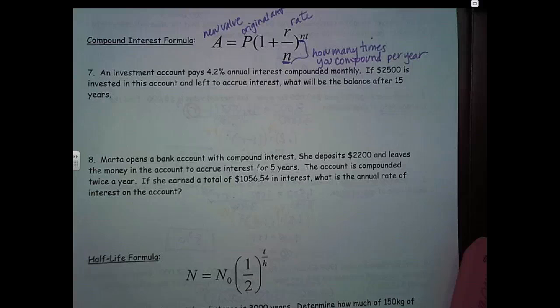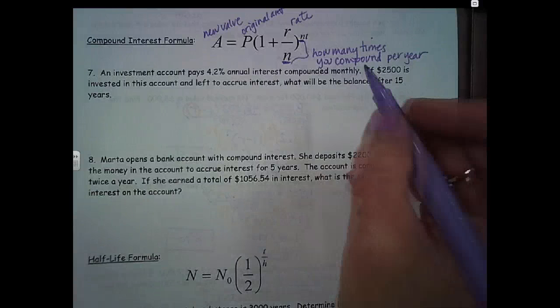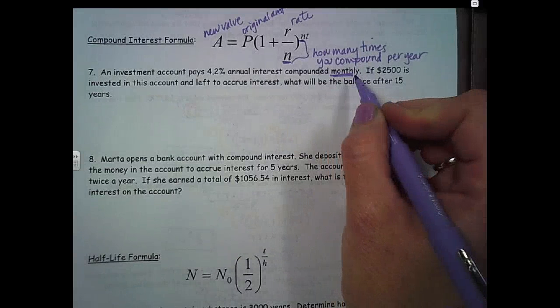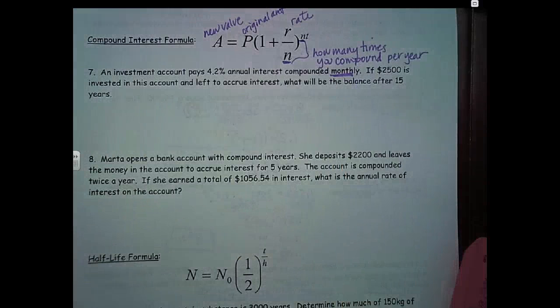It says an investment account pays 4.2% annual interest, compounded monthly. How many times, if you compound it monthly, is that per year? So compounded monthly means 12 times per year. Okay. It says if $2,500 is invested in the account and left to accrue interest, accrue just means earn, so earn interest, what will the balance be after 15 years?